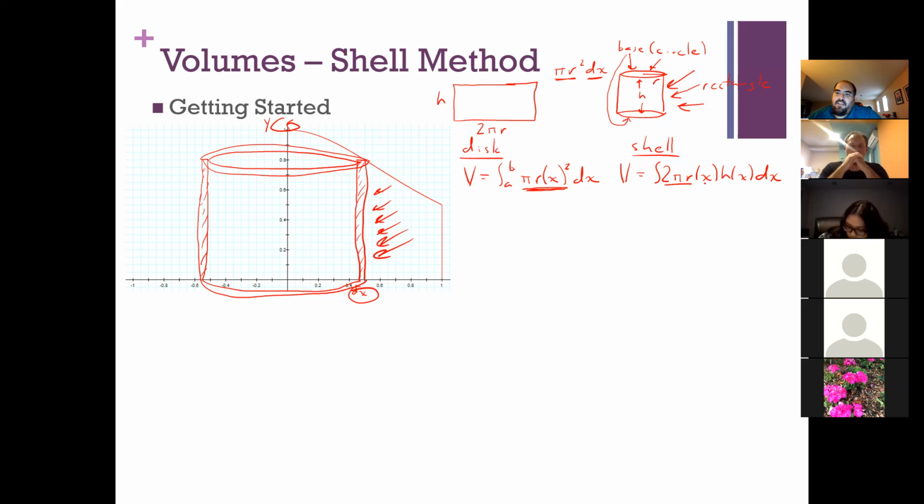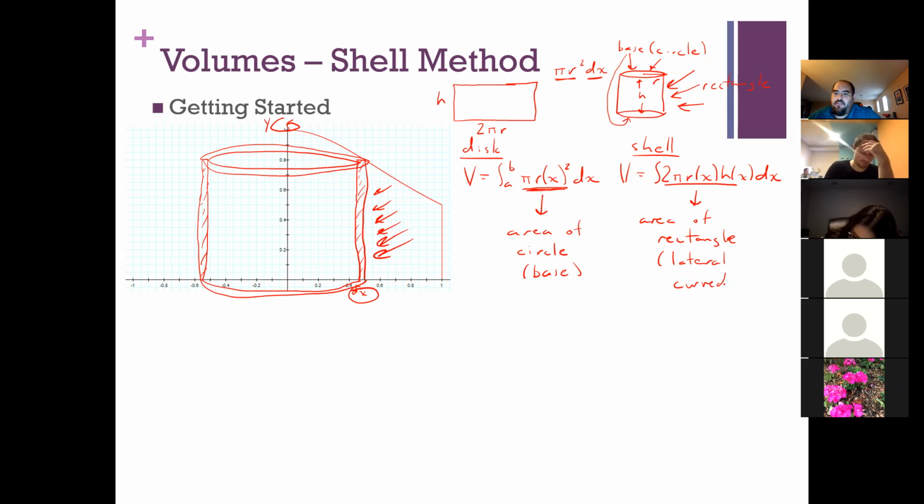And just to call this out, this is the area of what? What kind of shape? The circle. Not a cylinder, I'm not going as part of a cylinder. It's the circular base. And this guy here is going to be the area of a rectangle, which is really, I'll call the lateral curved surface.